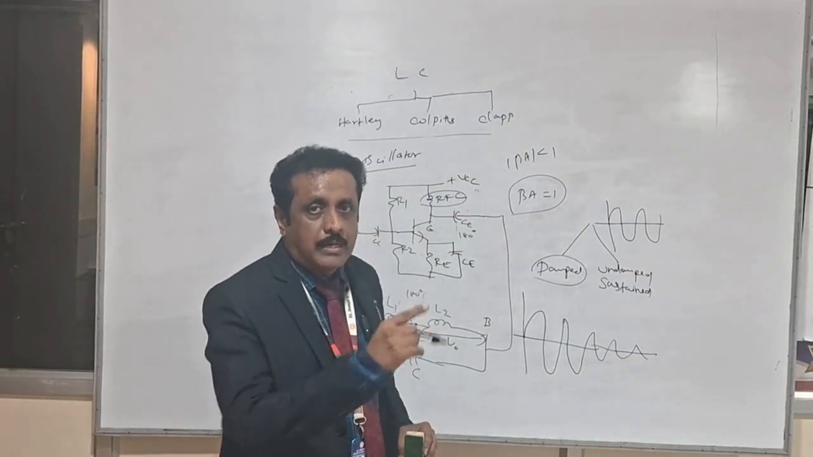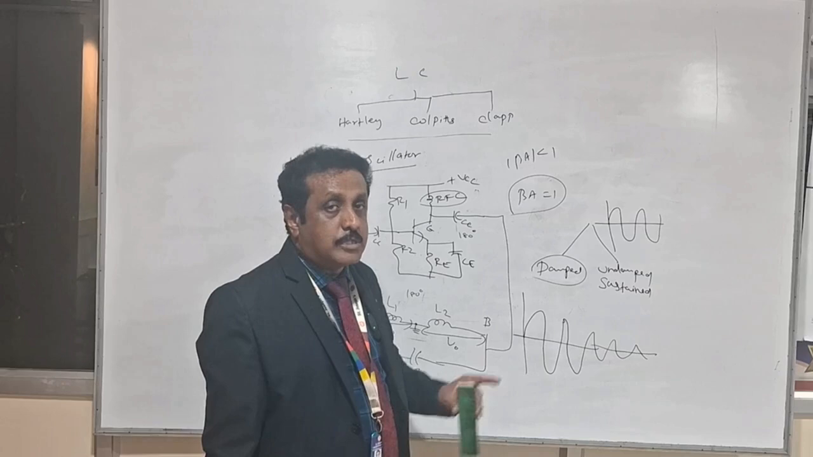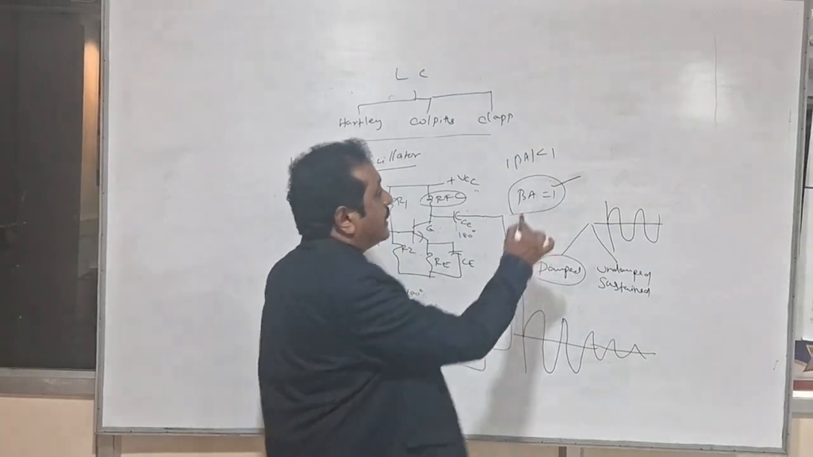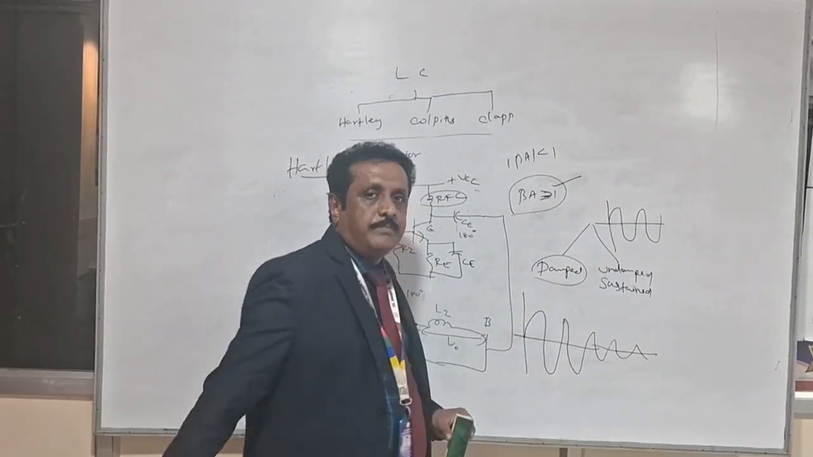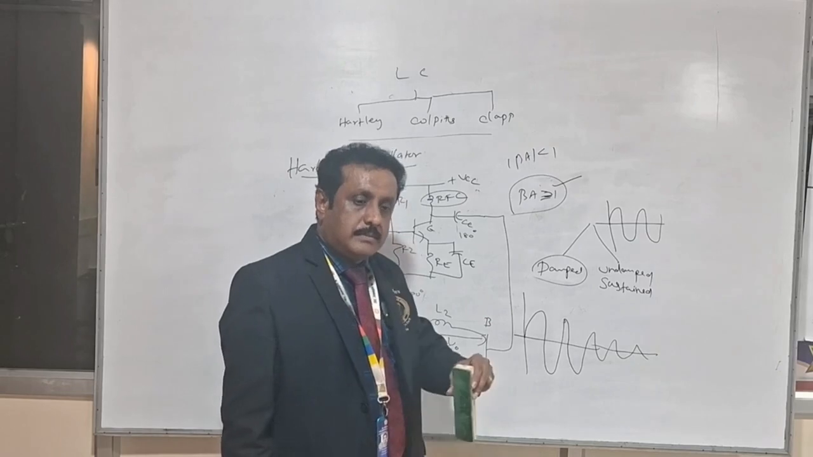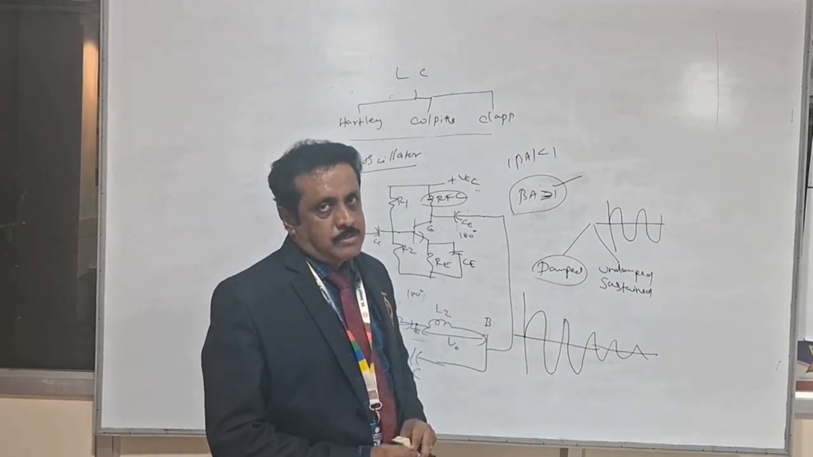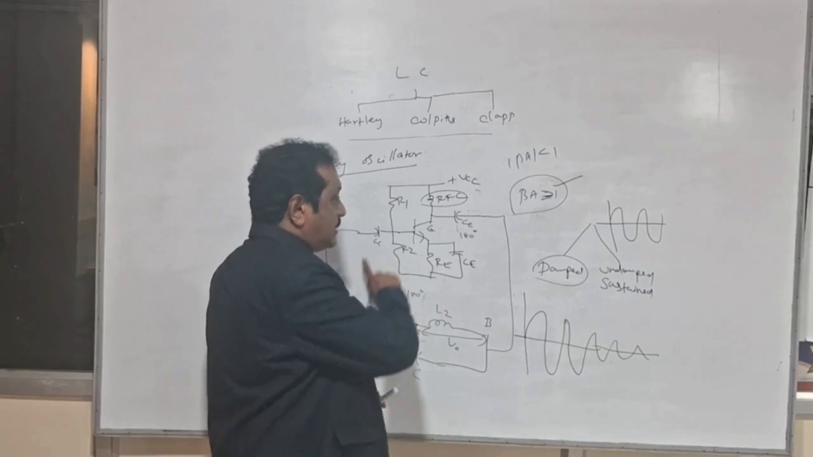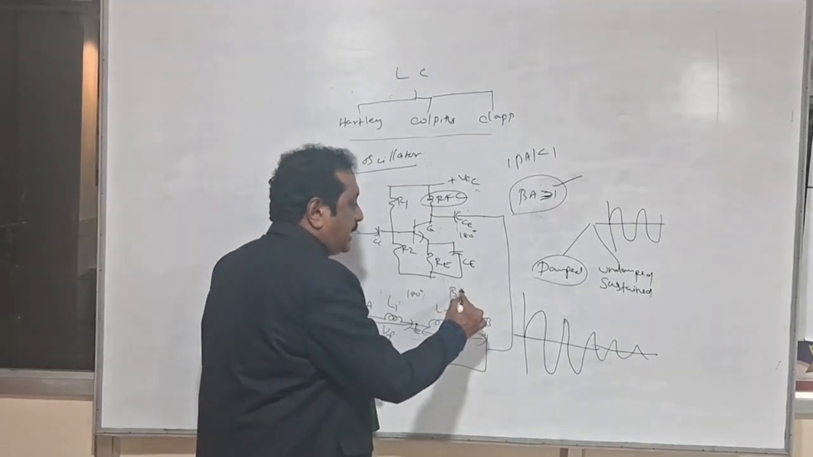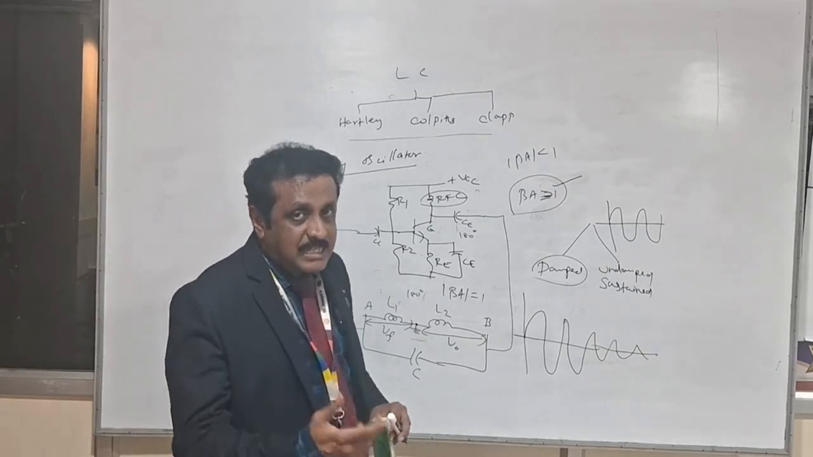There are no more changes in the magnitude. This is possible with the condition βA equal to 1, or greater than or equal to 1. When the circuit satisfies this condition, then only we can reach this undamped oscillation. Until we reach that, this feedback process will repeat again and again till the circuit reaches βA equal to 1. Once it reaches that, we will get the undamped or sustained oscillation.